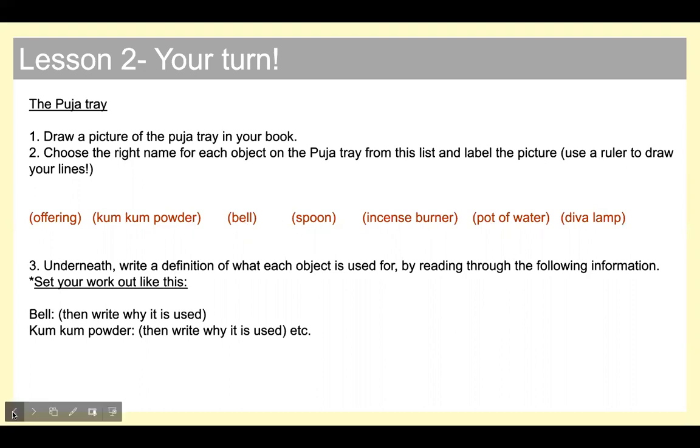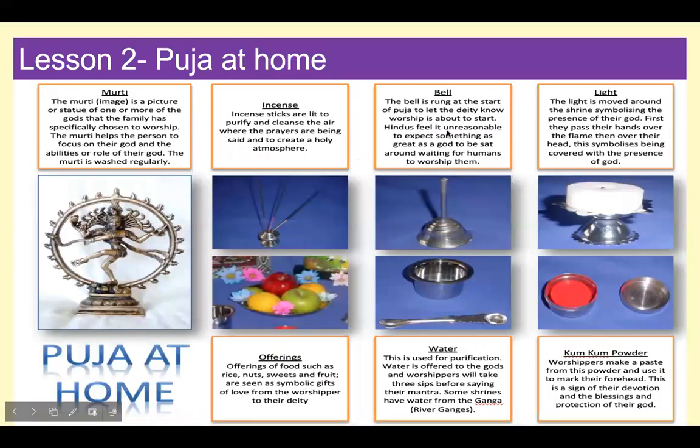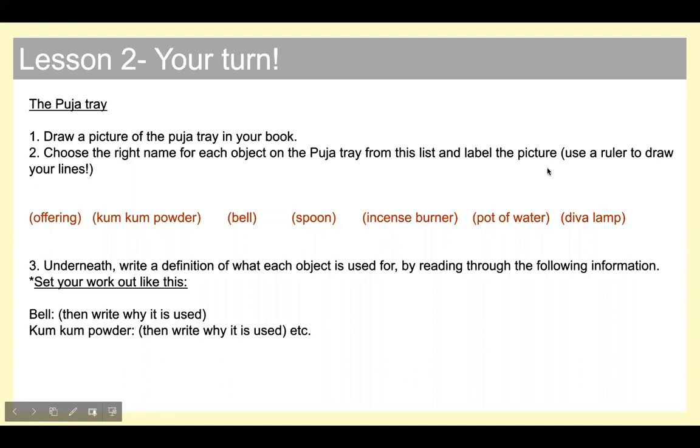So, bit like this one. So think about choosing the items from here and labeling it with your objects in it. And remember, choose a ruler when you draw your lines between your drawing and the label. So where on your tray would you put your spoon? Where would your pot of water be? Where would your Diva lamp be? And your Diva lamp is the one that would have the candle in it.